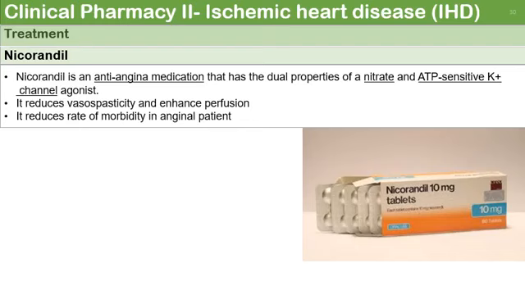عنده دواء البروبيت يشتغل مثل نايتريت ويشتغل مثل بوتاسيوم channel activator. It reduces vasospasticity and enhance perfusion. It reduces the rate of morbidity of angina patient. يعني هنا راح يشتغل مثل نايتريت، يزيد blood supply لكن وقلل الموربيديتي in the patient.